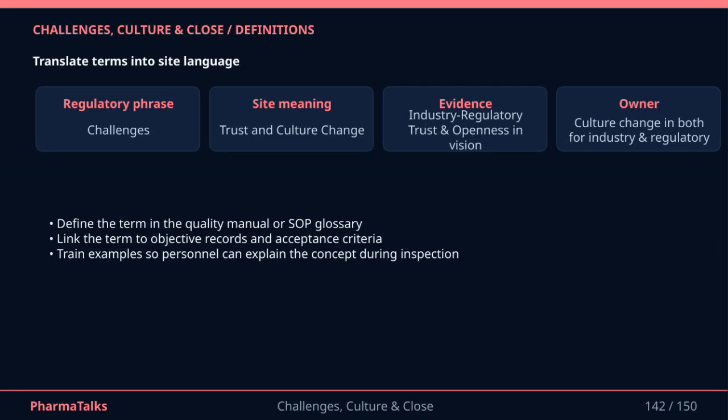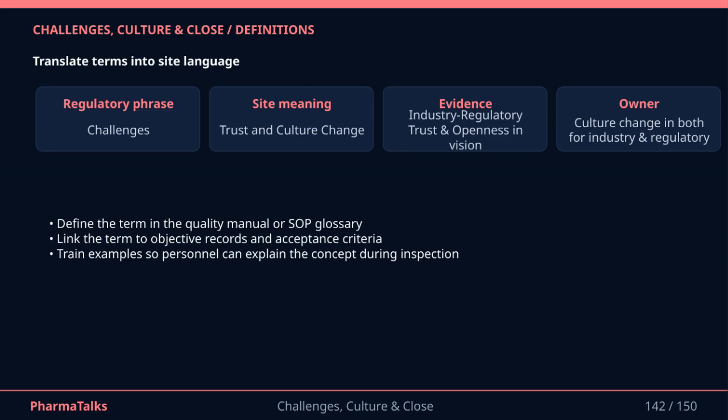On this slide, we're focusing on the critical aspects of challenges, culture, and how to close gaps effectively. One key point here is the importance of translating terms into the site's language. This ensures everyone fully understands the regulatory phrases and their implications. Challenges often arise from differences in site meaning and interpretation, so clear communication is essential. Trust and culture change are fundamental to bridging these gaps. Both industry and regulatory bodies need to work together to foster trust and openness, creating a shared vision. Evidence plays a central role in this process, supporting transparency and accountability.